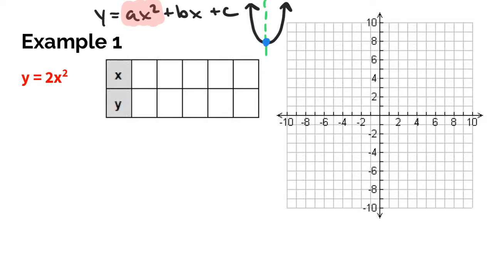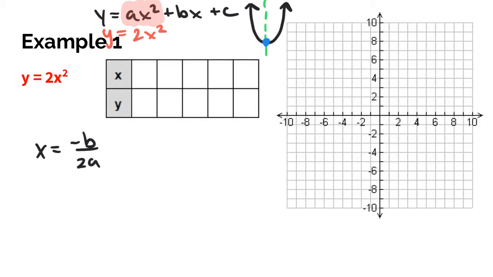So our goal is to find those two things first in order to make our table of values. To do that, we're going to use the formula x equals negative b over 2a. This formula is used to find, again, our axis of symmetry. So based on my function, I have y equals 2x squared.